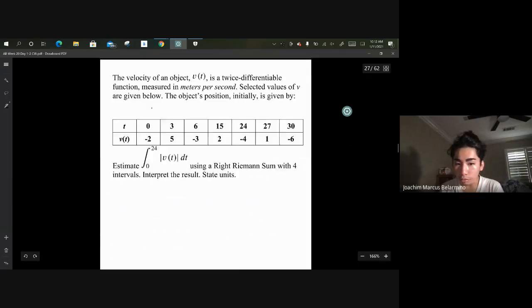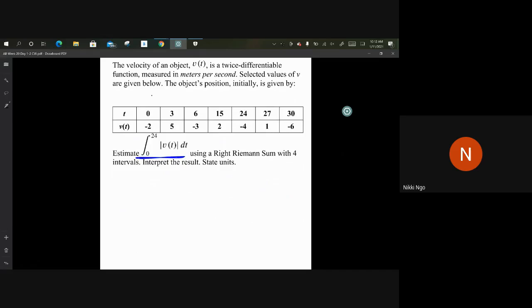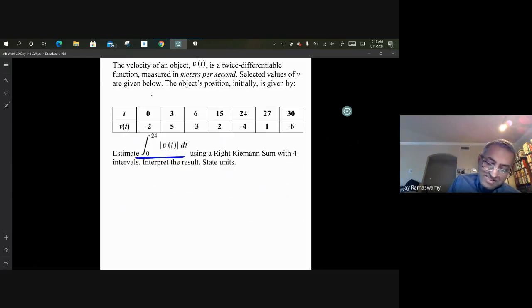Okay, next. Go to page 27, or just look at the board. Copy down that expression. Stay with me, do not fall behind. Okay, it says 0 to 24, write Riemann sum in your notebooks. So does that just say find the integral of absolute value of v of t?